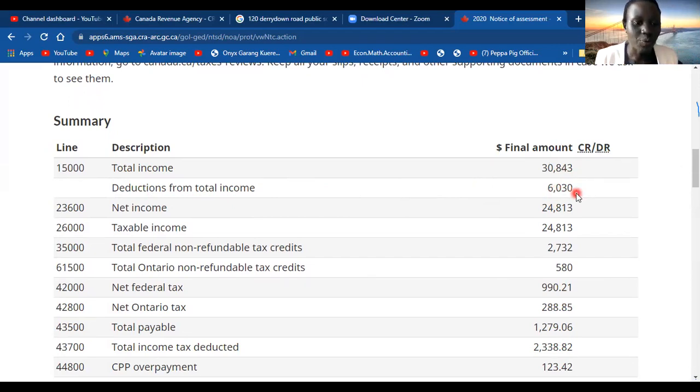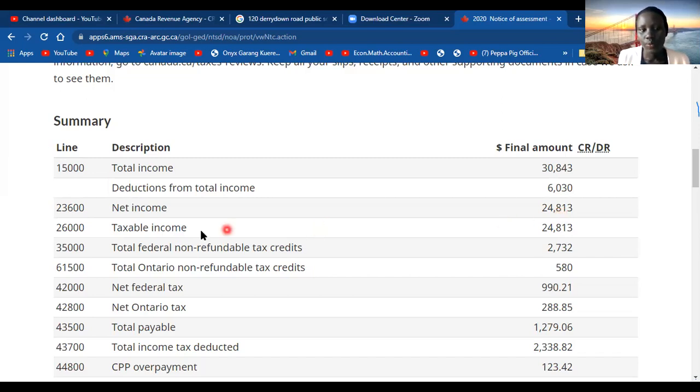$6,030. Like I told you before, the accumulated limit for 2020 was 11,998, and in 2019 I had contributed 6,000. So how did this 6,000 help me save on taxes? If you subtract this $6,030, the net income that I will remain with will be $24,813. This is what the government will assume I made.